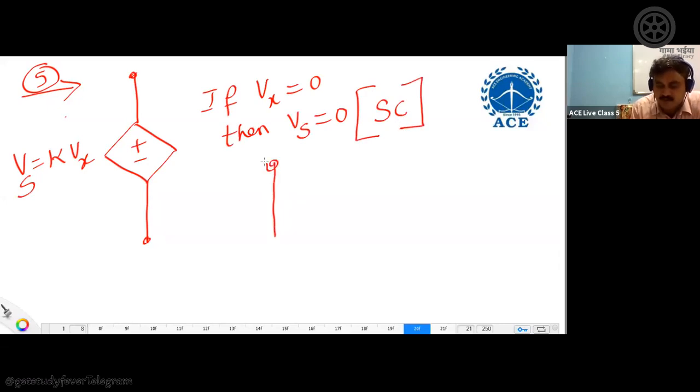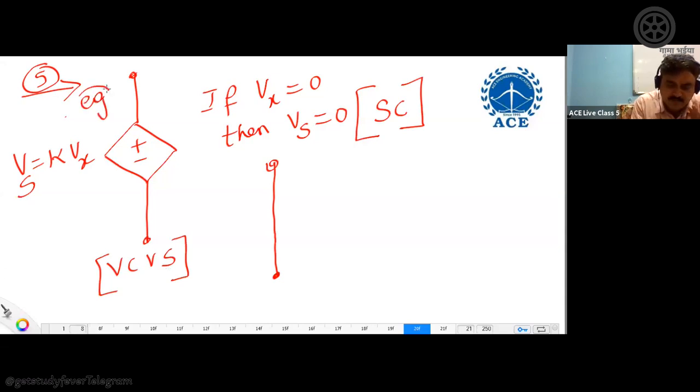That means dependent voltage sources can be replaced by short circuit only when the branch response which is controlling them becomes 0, because it's a voltage controlled voltage source. If the controlling branch voltage becomes 0, that means there is no control on the source. It's completely lost. That's the reason you are replacing it with a short circuit.